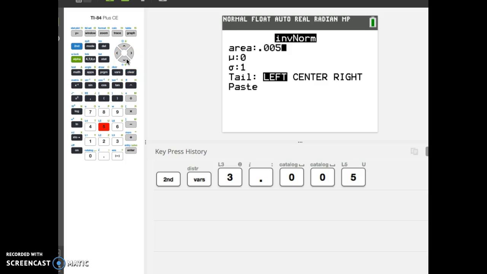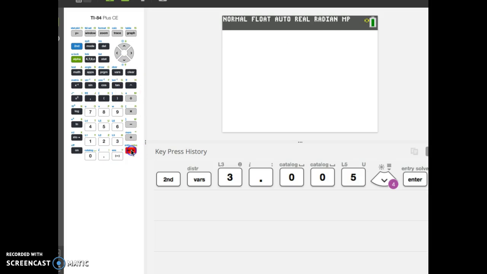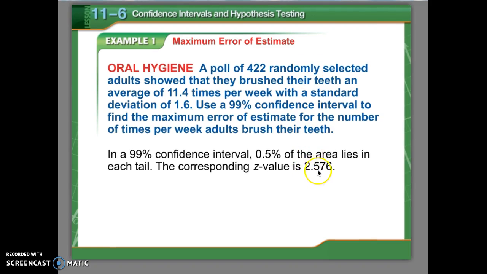You're going to leave the mean as 0 and the standard deviation as 1 because that's the standard normal distribution information. And then we're going to hit paste. And we get the number negative 2.576. So basically, the z value is 2.576, and if it's on the left side, it's negative. If it's on the right side, it's positive. But the key is that the value is correct. So we have 2.576 for our z-value.